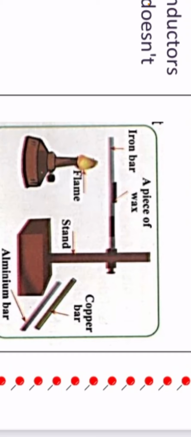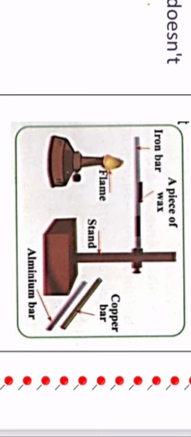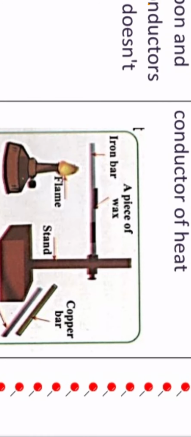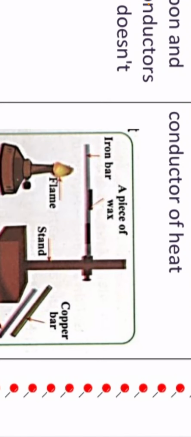Again, here, when we take a piece of wax fixed on an iron bar and put it near the flame of the candle, the iron bar will take the heat from the flame and the wax will melt. When we replace this iron bar by sulfur or carbon, the piece of wax doesn't melt. We know from this that the metals like iron and copper are good conductors of heat, and the non-metals like sulfur and carbon are bad conductors of heat.